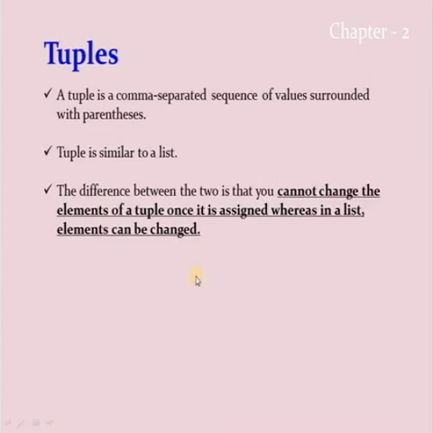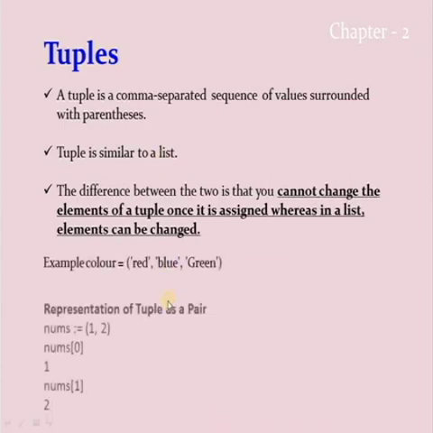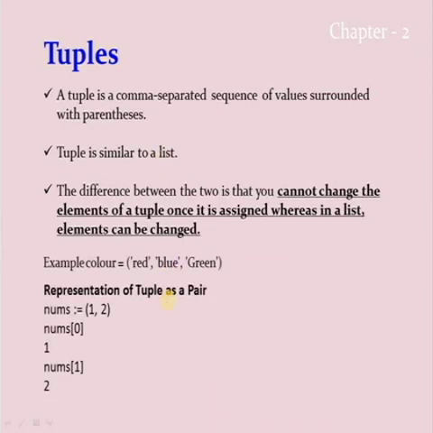Come to tuples. Tuples are similar to list. Then what is the difference? Two differences. One is in syntax: in the list I have to use square brackets, here parentheses. The second difference is that a list can be changed. That means I can change the element in the list, but in the tuple I cannot change. That is the difference. Apart from that, all are equal.